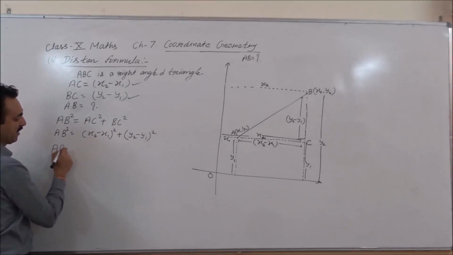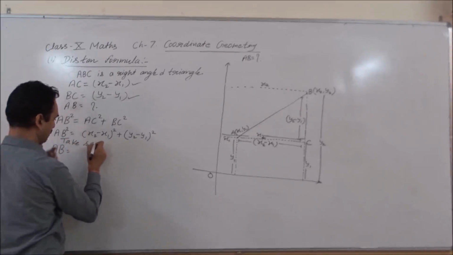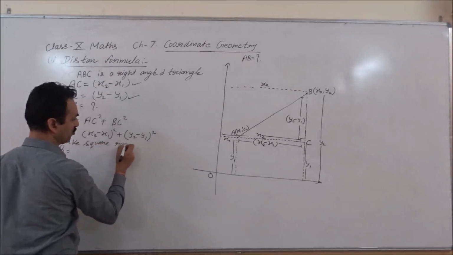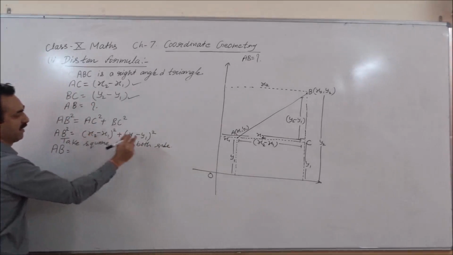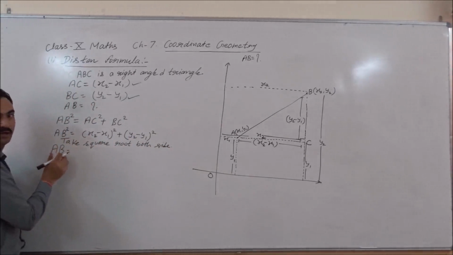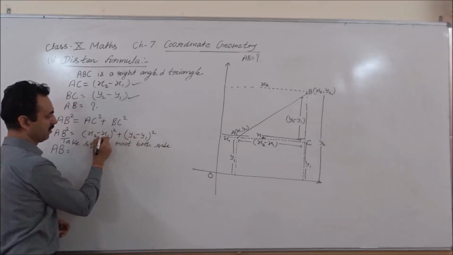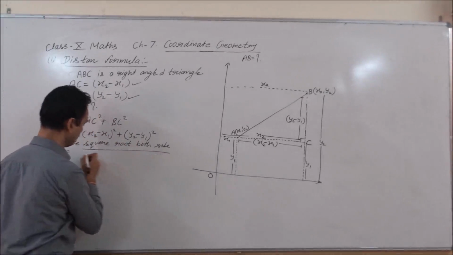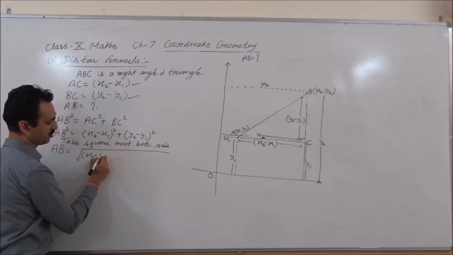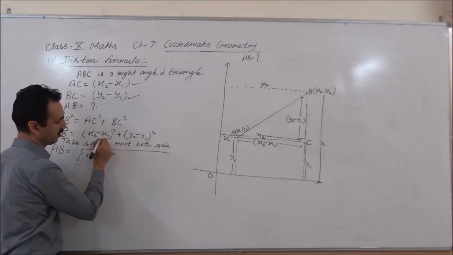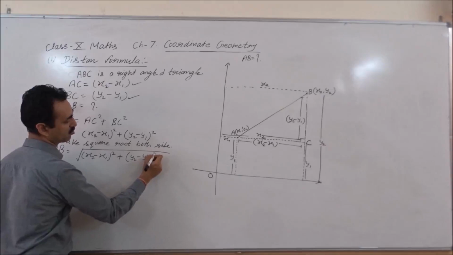Now we have to find AB. So what do we do? Take the square root on both sides. Right? So here we take the square root and we get AB, and here we get the square root. We cannot simplify the square root here, but we can write the square root symbol. So as it is, we write here under the square root: x2 minus x1 whole square plus y2 minus y1 whole square.